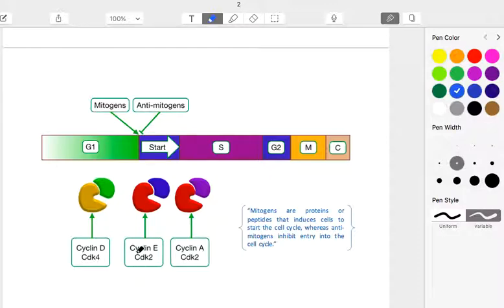Sometimes there are mitogens. Mitogens are proteins or peptides that induce cells to start the cell cycle. Mitogens start the cell cycle, but anti-mitogens stop the cell cycle. So these are just opposite.